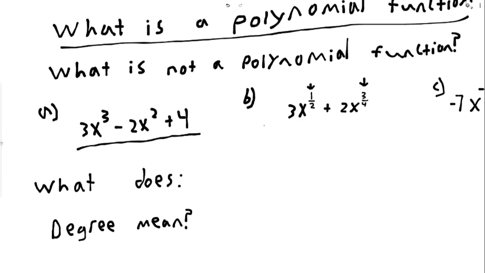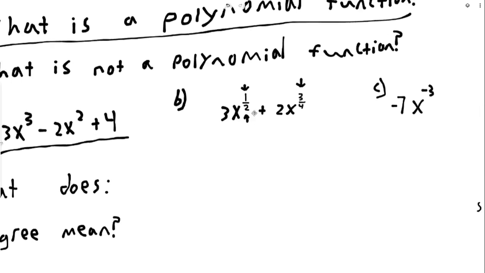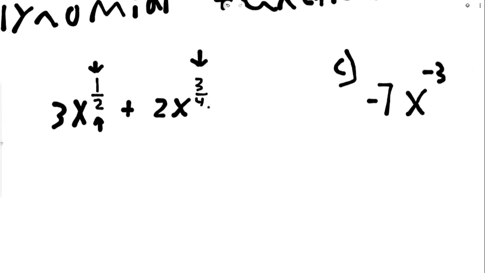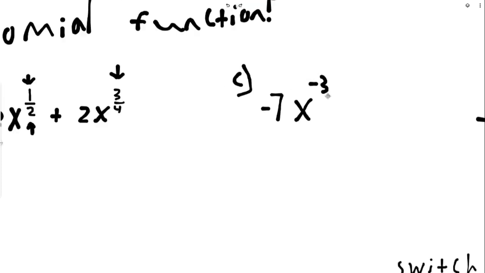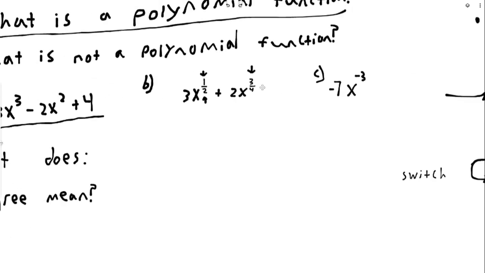See, again, I already kind of answered this. What is not a polynomial function? So this one isn't a polynomial function because it is to the power of 1/2, and this one is to the power of 3/4. So if there are square roots at all, then it wouldn't be possible. And then this is to the power of -3, which again, it has to be over 0.